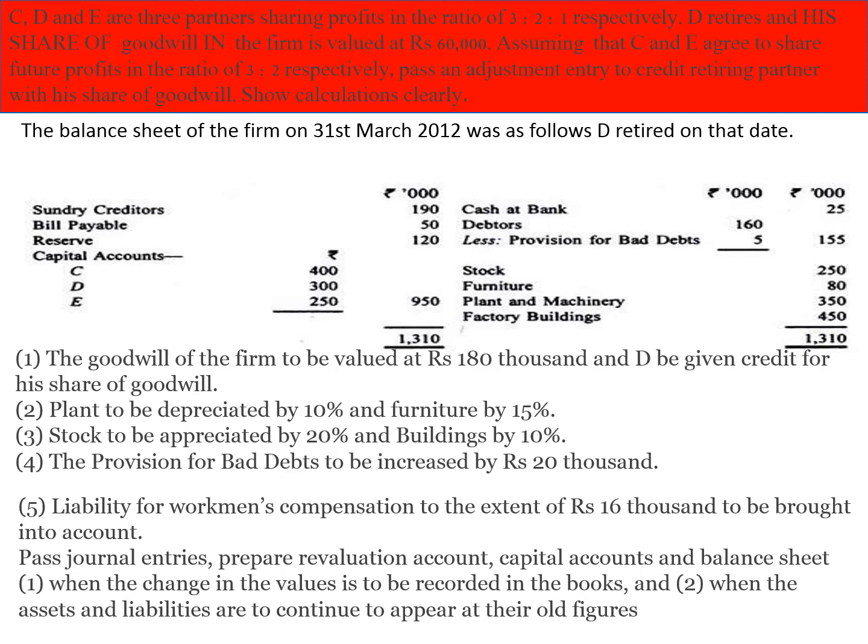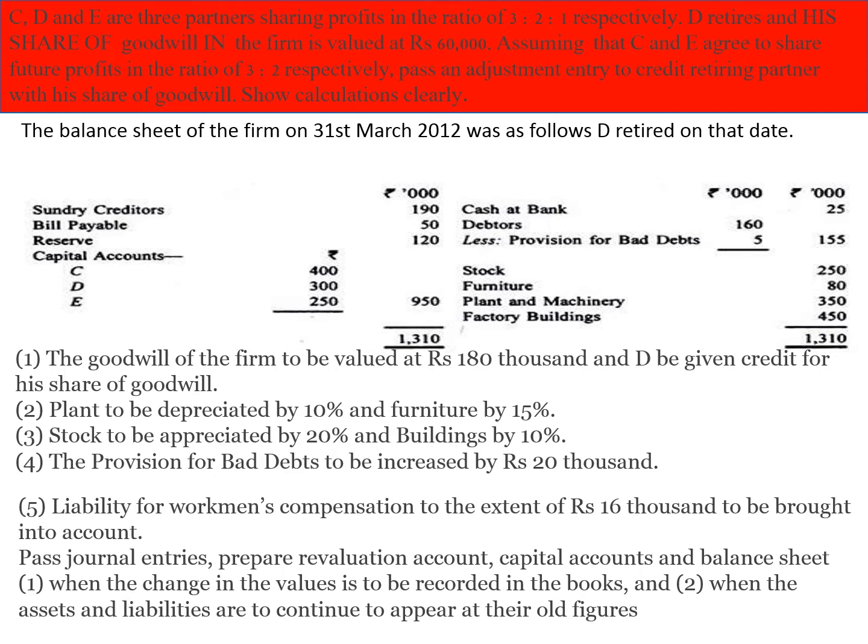Again, he is giving that goodwill of the firm is valued at rupees 1,80,000 and D be given credit for a share of goodwill. So D's share is coming 2 by 6, which means 1 by 3. That is, 1,80,000 into 1 by 3, 60,000, which he has already given.